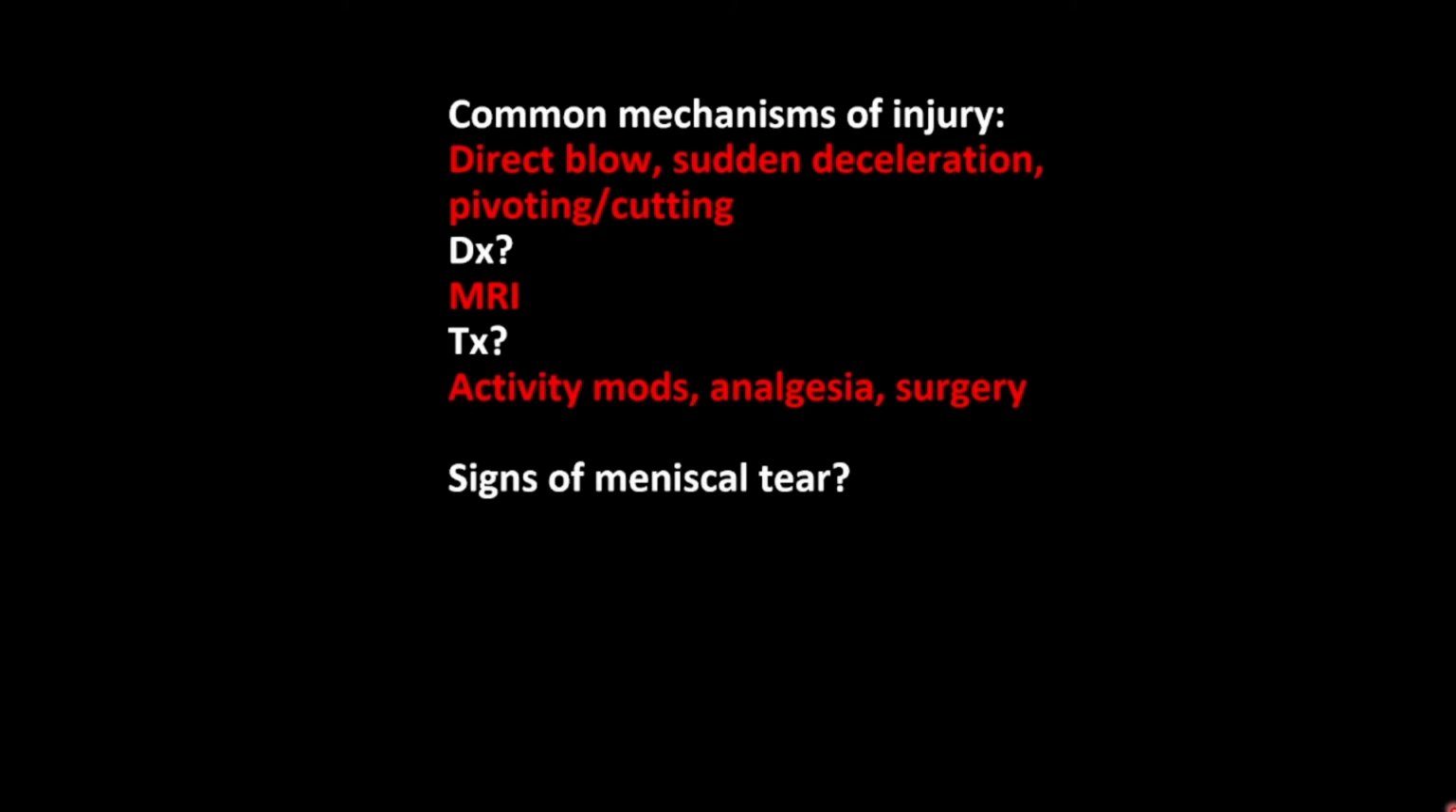Some common mechanisms of injuries include direct blows, deceleration, pivoting and cutting in sports. To diagnose any ligamentous injuries, what's the first line imaging study? You want to be thinking of getting an MRI. Treatment typically involves, depending on the injury, activity modification, analgesia, or even surgery for repair.